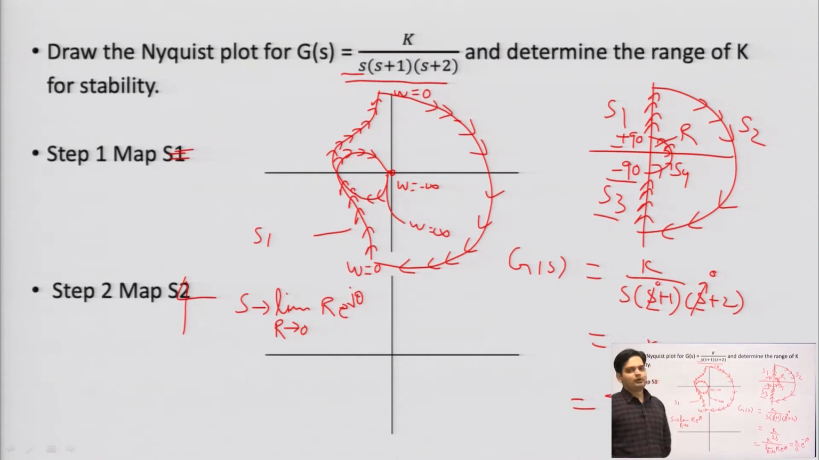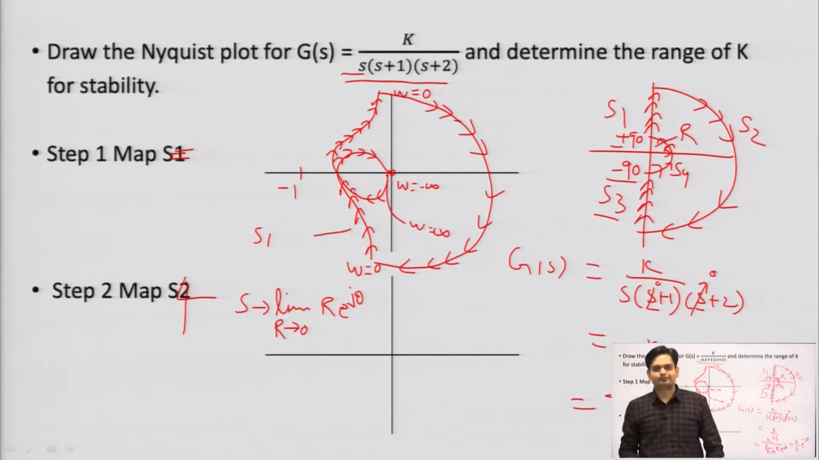So, this is the Nyquist plot for this case. Now we would like to see whether it is stable or not. So, what will I do? I would like to check whether this curve is enclosing minus 1 or not. For that purpose I must know this value x. What is this distance x on the real axis?